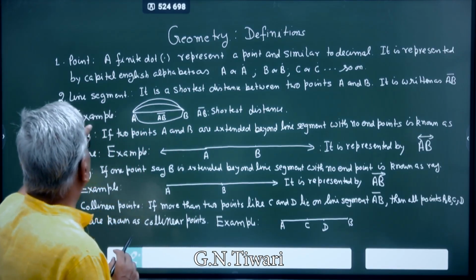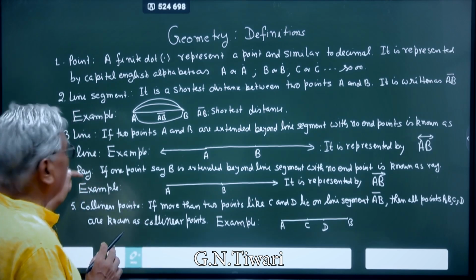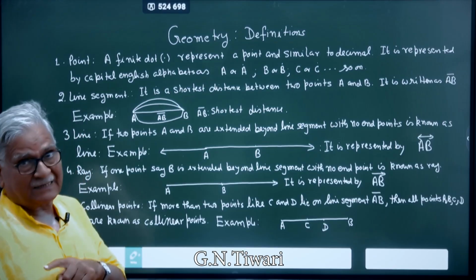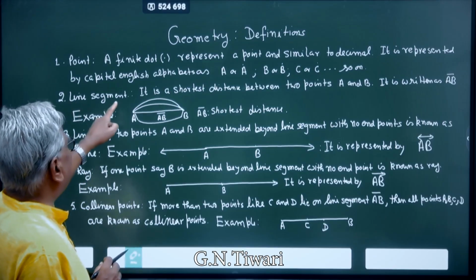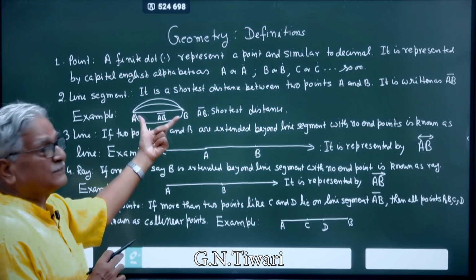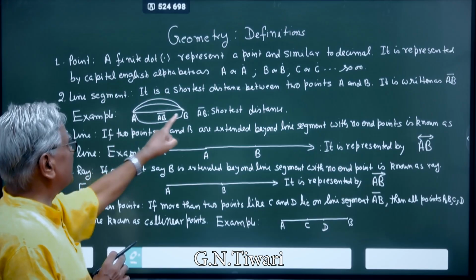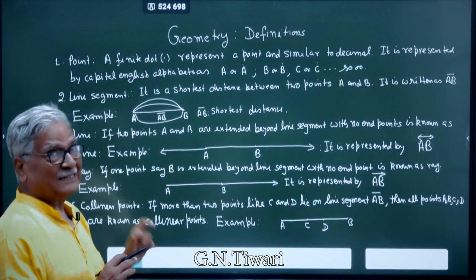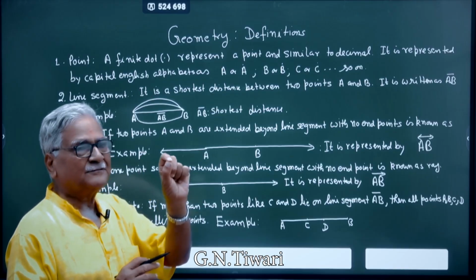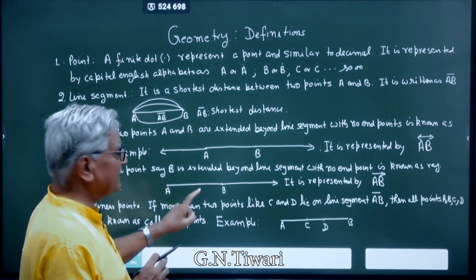Now, then comes the line segment. These three, line segment, line and ray, are very important, and they are going to be used the most in geometry in the higher classes. The line segment is the shortest distance between two points. That's very, very important. This shortest distance as a line segment is represented by AB with a bar over it. That's very, very important between the line segment, line and the ray.